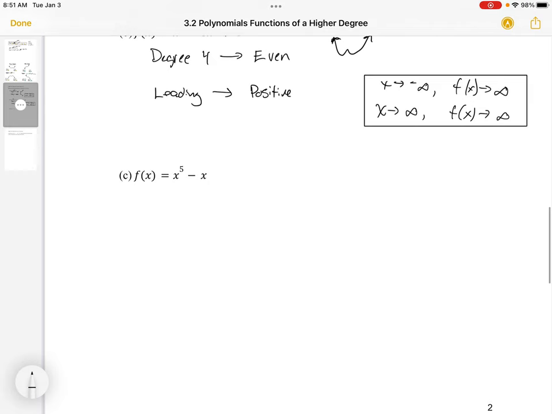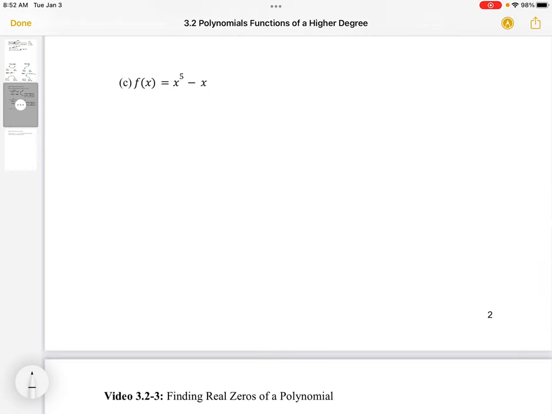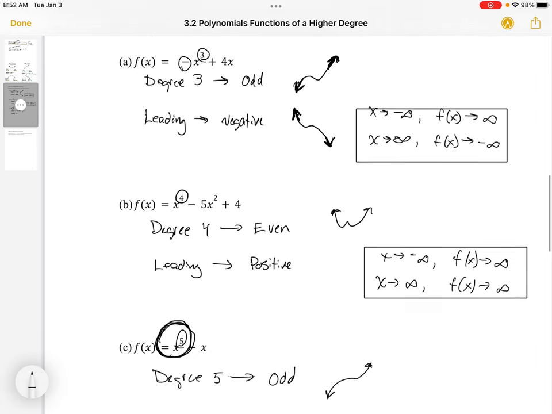And one more example. Our highest exponent is 5, so our degree is 5, which is odd. So it looks something like this. Our leading coefficient is positive, so this is actually something that I need to specify. Our leading coefficient, we're looking at the sign of the term with our greatest exponent. That's not something that I specified up above.